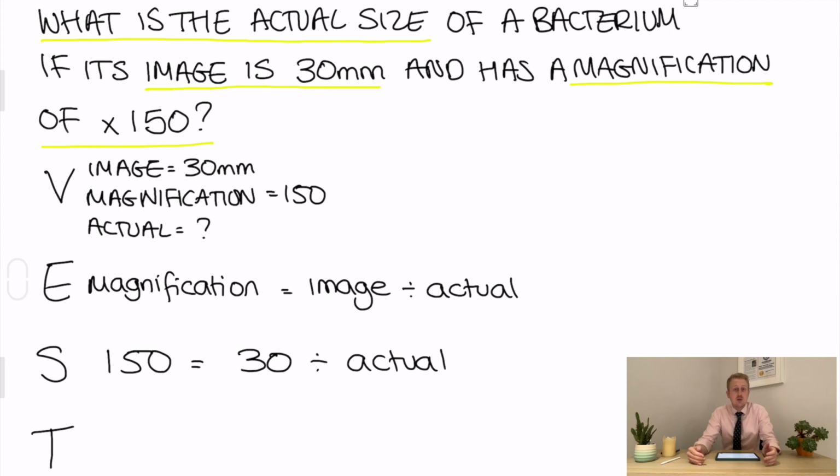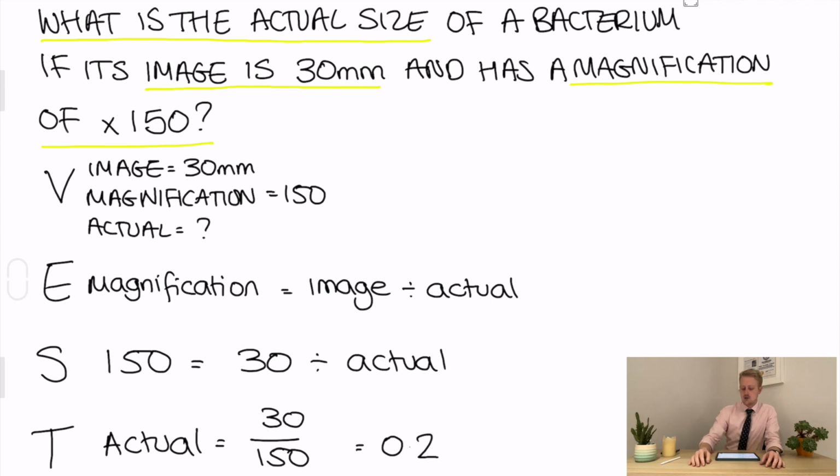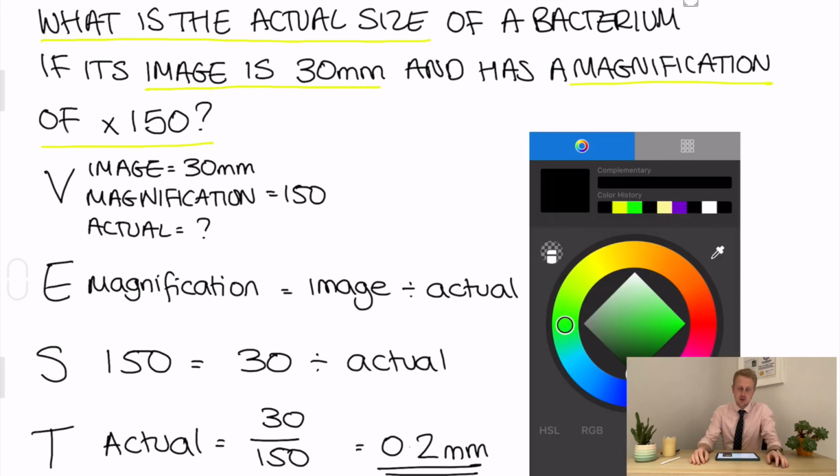Here we do need to use our transform step. We need to get actual as the subject, the thing on its own. And here, a little bit complicated rearranging. Again, I'll do another video on rearranging. And we get 30 divided by 150. Again, wonderfully, you get to type that into a calculator in science, no mental maths necessary. And here you get an answer of 0.2 millimeters. It's millimeters because it's the same as what they gave you in the question.